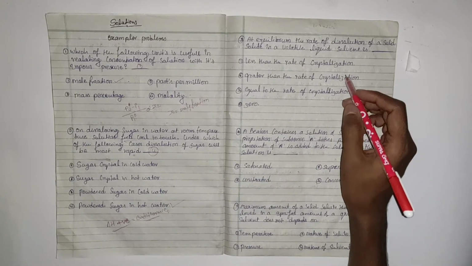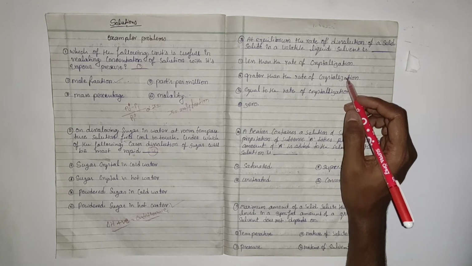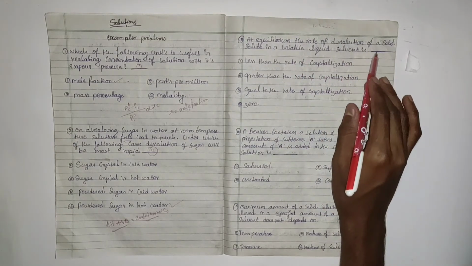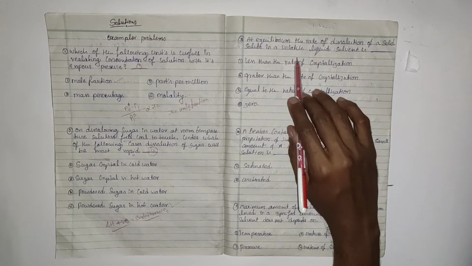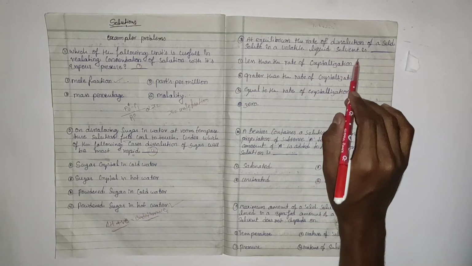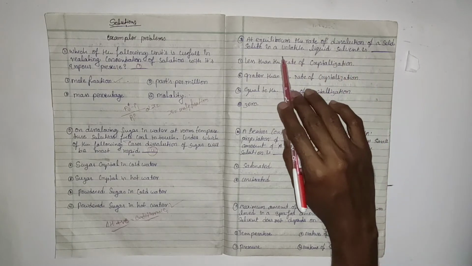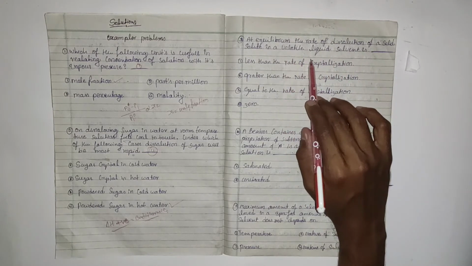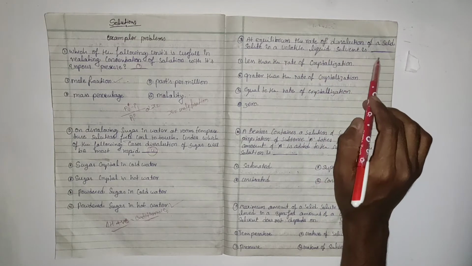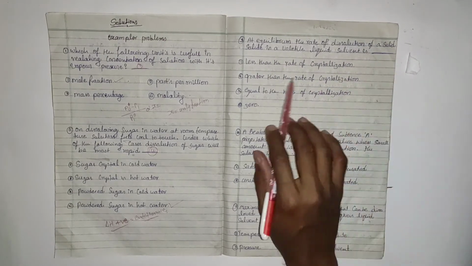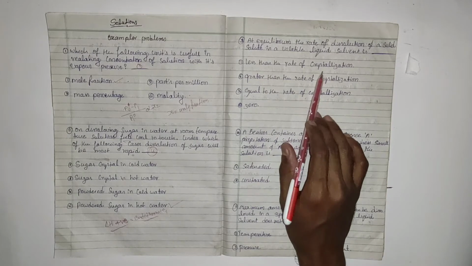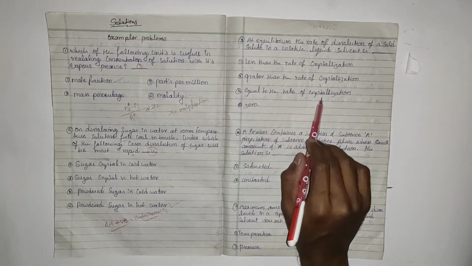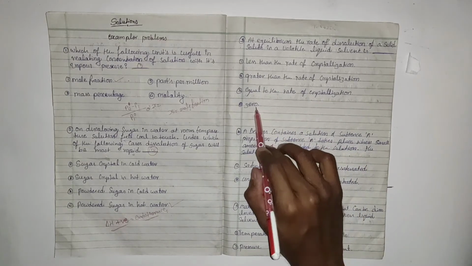Next we'll move on to the third question. At equilibrium, the rate of dissolution of a solid solute in a volatile liquid solvent is dash. The first option is less than the rate of crystallization, the second is greater than the rate of crystallization, the third is equal to the rate of crystallization, or the fourth option, that is 0.